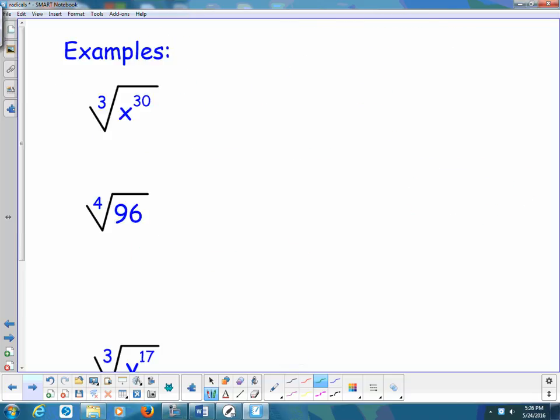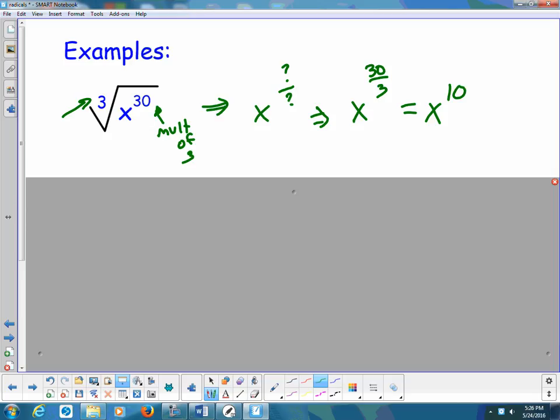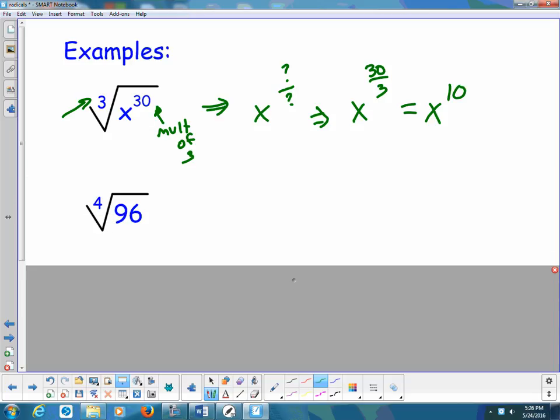All right, let's take a look at some examples. If we have the cube root of x to the 30th, and we want to simplify this, notice that 30 here is a multiple of our index 3. And that means that I can really rewrite this in rational exponent form as x to the what over what? Well, it's going to be x to the 30 over 3, which is x to the 10th, and that would be our solution here.